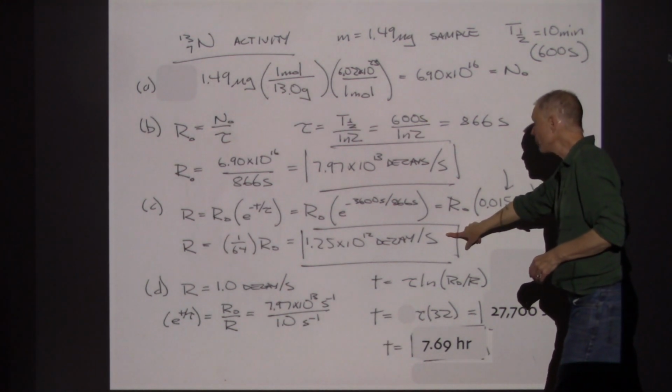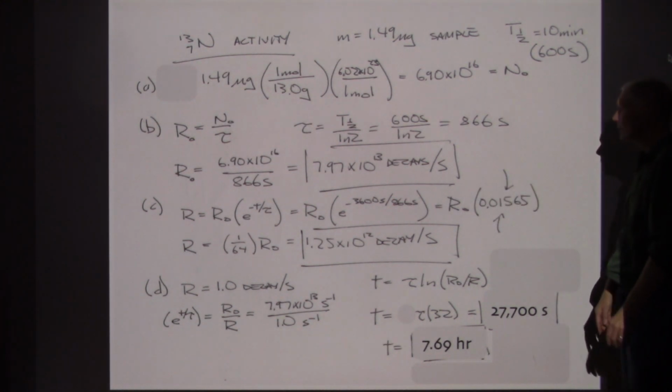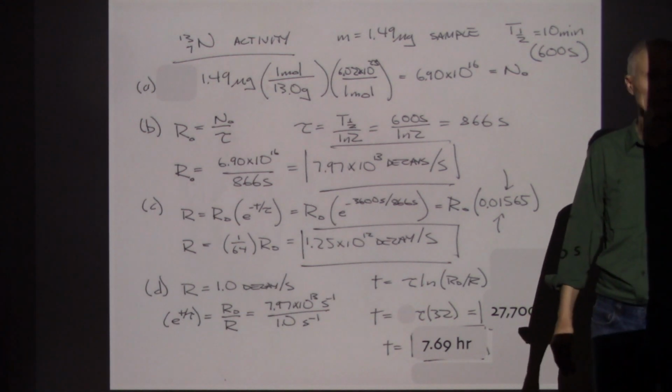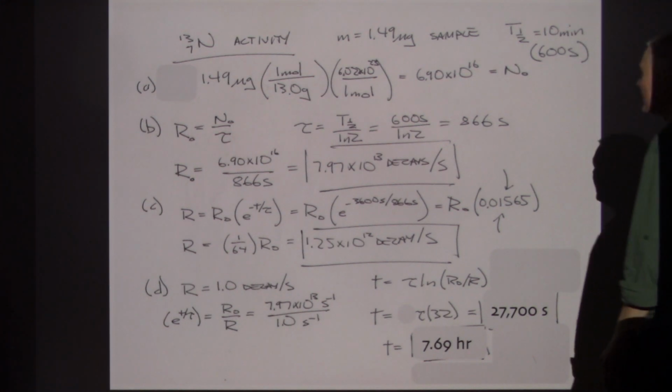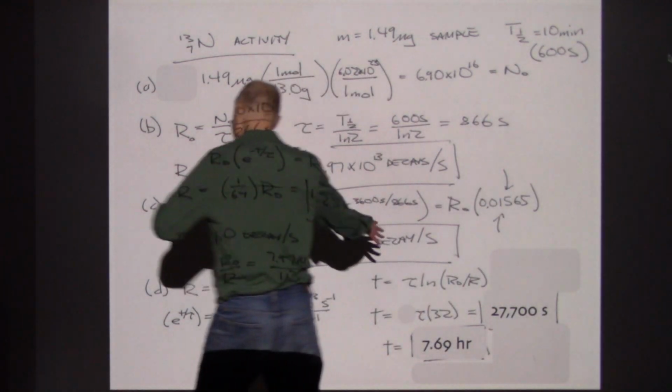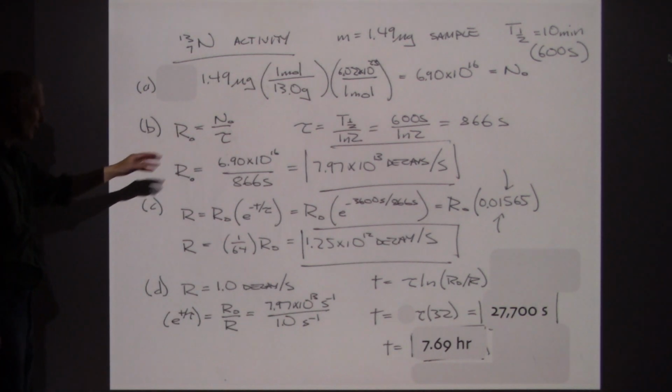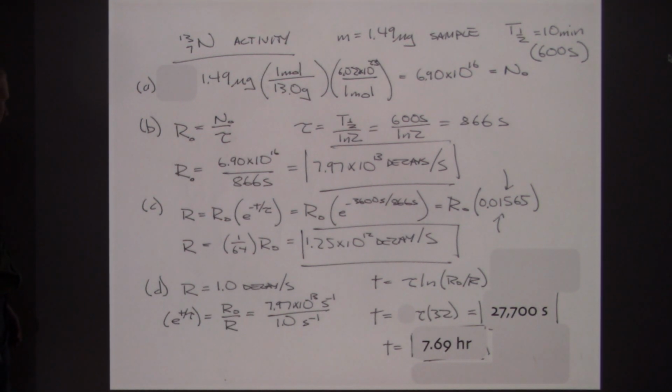Well, at 1.6%, I'm still getting 1.25 trillion decays per second. Oh, I see. Yeah, it's from 80 down to 1. Okay, good. I was just checking the numbers. I thought we lost a factor of 10 somewhere.